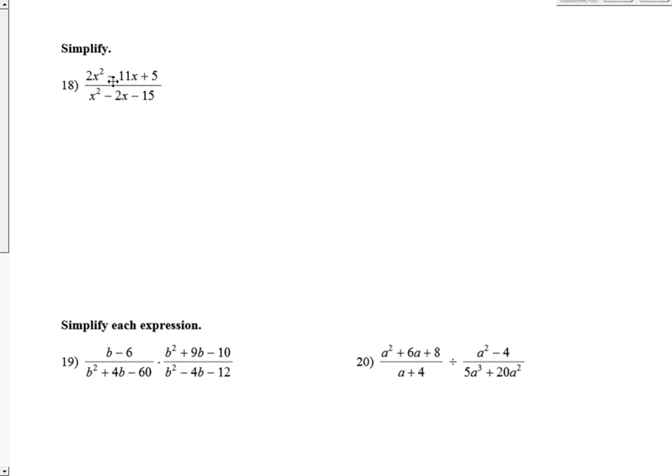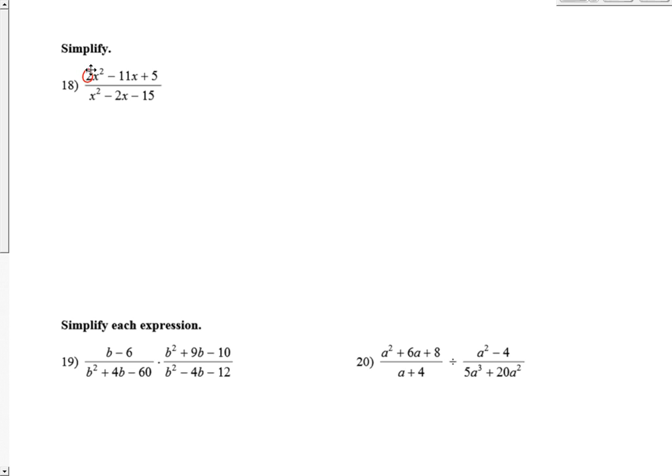And the only way to simplify anything on this is to come up with factors that will cancel out. Okay, you can't cancel anything out until we have factors. So we need to know how to factor 2x squared minus 11x plus 5.